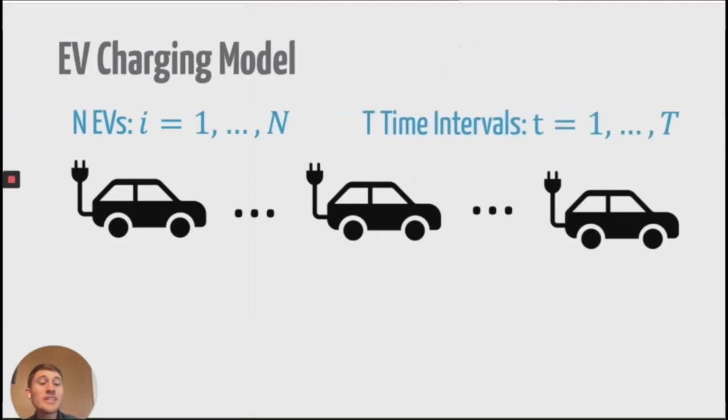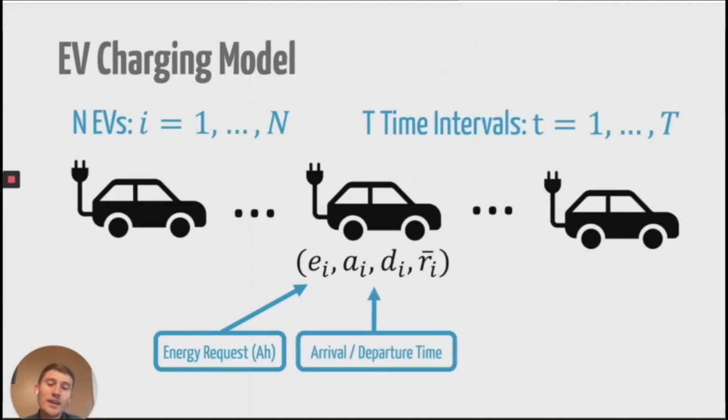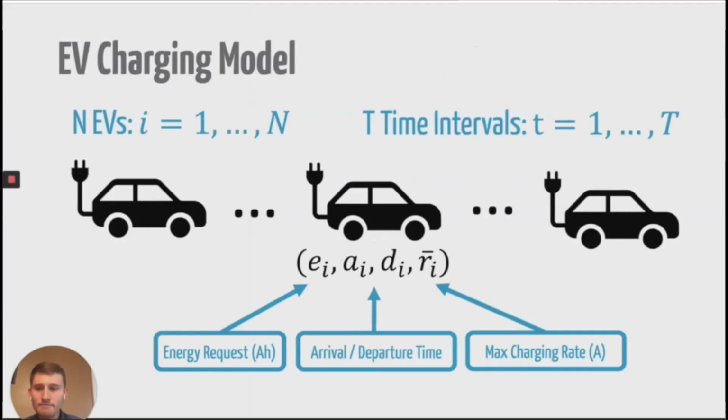So just briefly, the model we'll use for EV charging, we're going to have N EVs. We'll use a discrete time model where each time interval is roughly 5 minutes long. And for each EV, we can describe it by a tuple. That tuple is made up of an energy request, which is the amount of energy we want to deliver to this vehicle within the time allotted, an arrival and departure time for that vehicle, and a maximum charging rate.